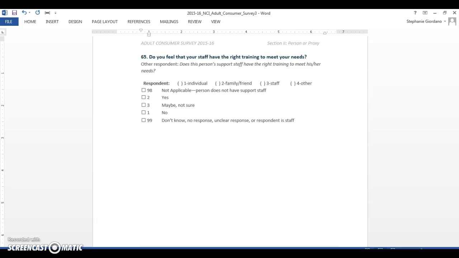We then ask whether the person feels that staff have the right training to meet their needs. I just want to point out here that if staff are attending the meeting or if they are helping to answer these questions, this question should just be marked a 99 response to indicate that the staff is present or responding.